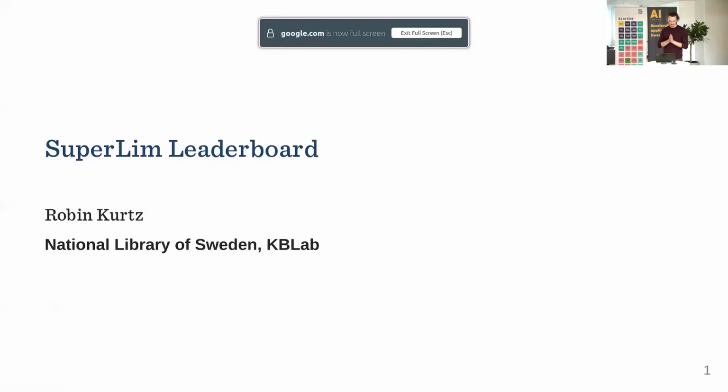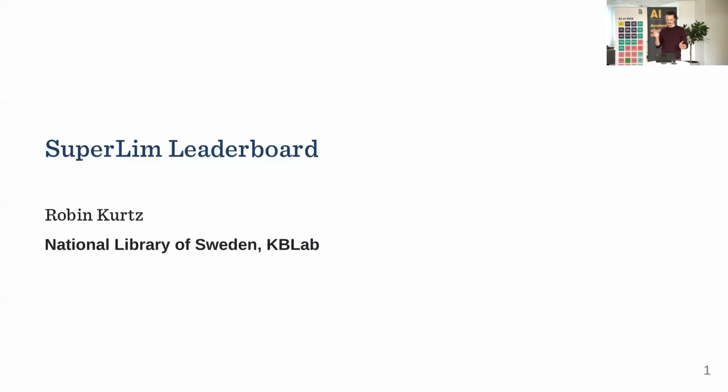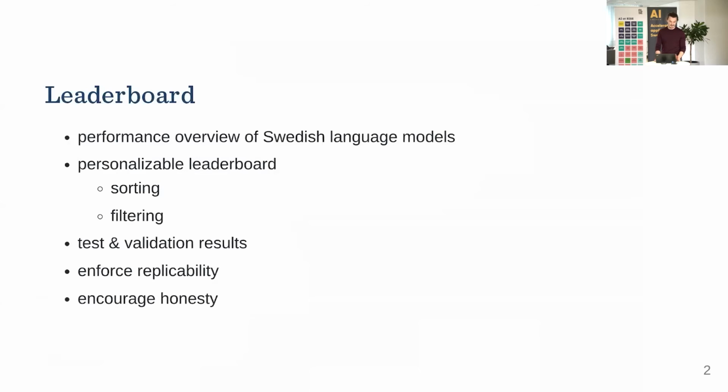Perfect. So yeah, now we have multiple tasks supplied by Gothenburg, Språkbanken. We have some baselines supplied by AI Sweden. So how do we best look at those things? And the idea was to have a leaderboard like the SuperGLUE leaderboard, which lets us decide which is the best model. And the first thing I want to say, there is no the best model. So a leaderboard generally gives us a performance overview of Swedish language models.